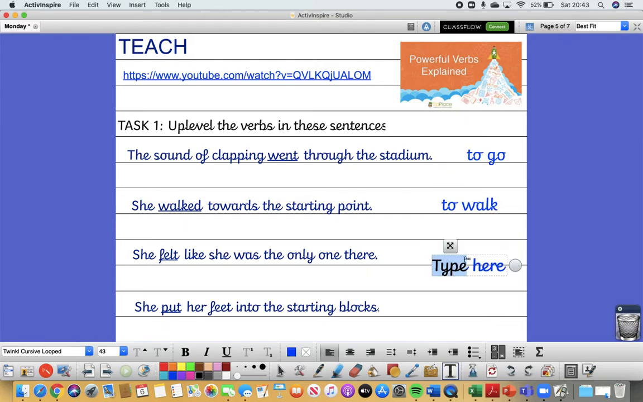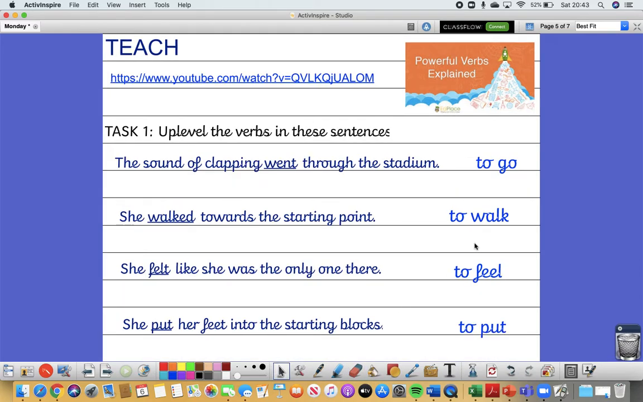She felt is to feel, and she put is to put. Okay, so you have got to think of some powerful verbs that you can use to replace the word went, the word walked, the word felt, and the word put. I would like you in your books to write them as full sentences.